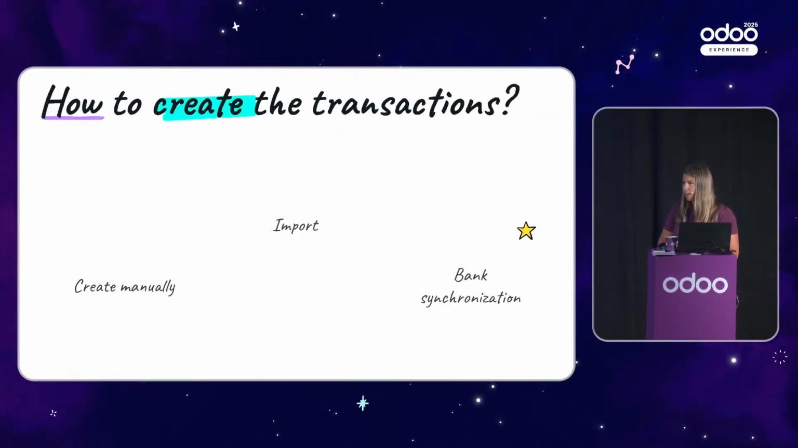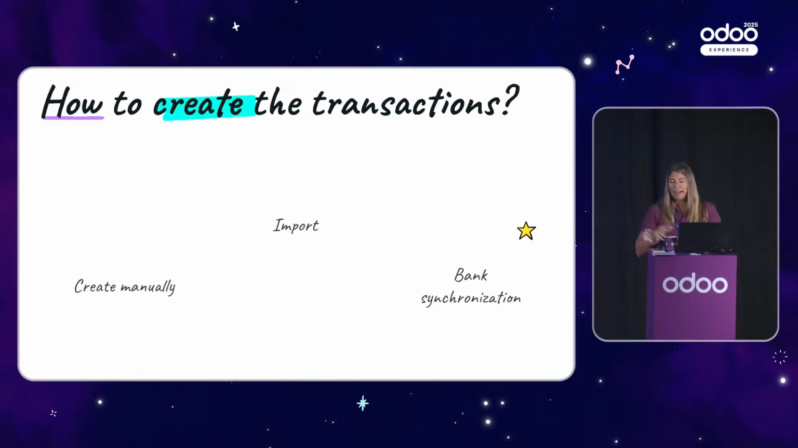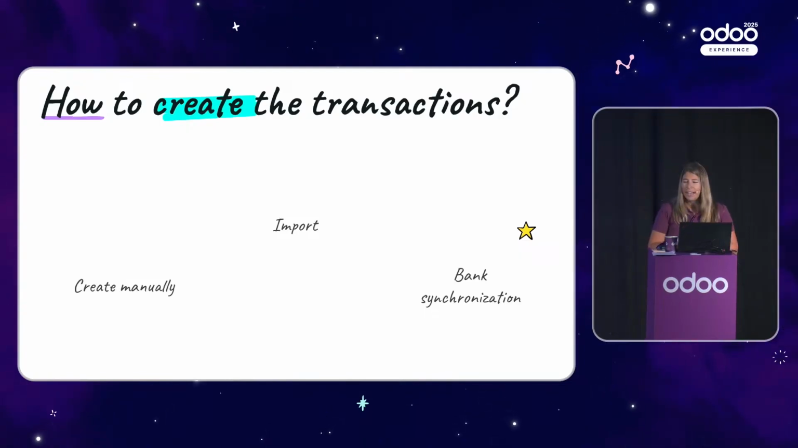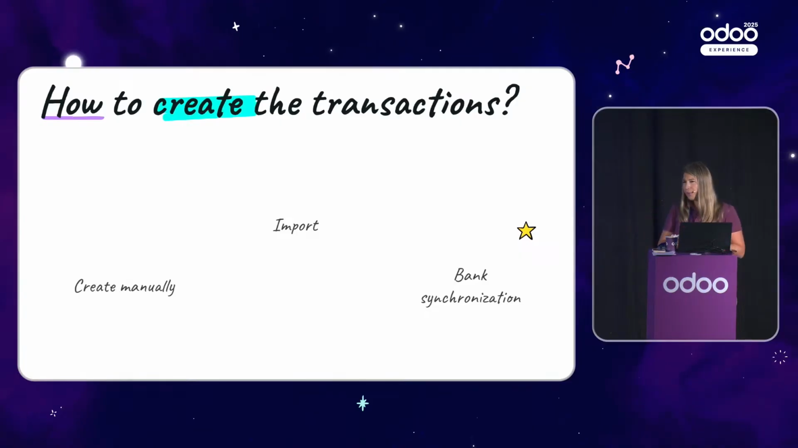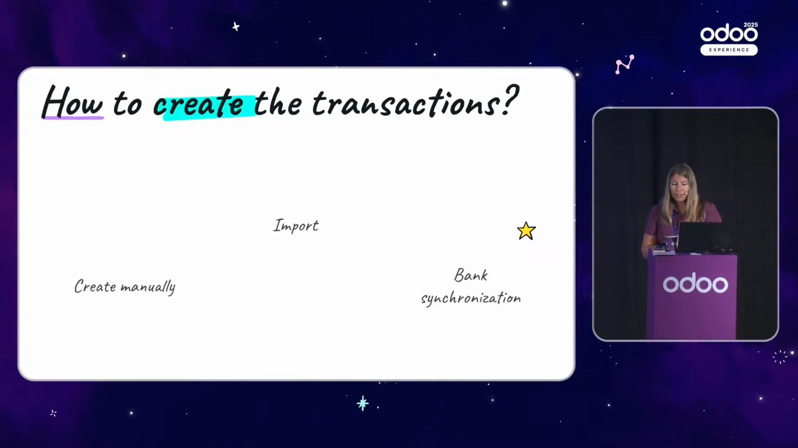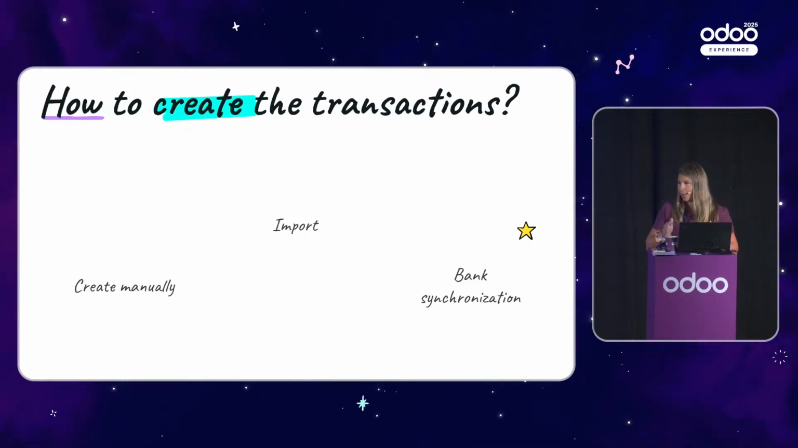But how do you create a transaction in Odoo? There are three different ways. Either you can create the transaction manually, or you can import the transaction from a file that you receive from the bank, for example, or finally, you can use the bank synchronization, of course. Thanks to the bank synchronization, the transactions are directly in your Odoo database.